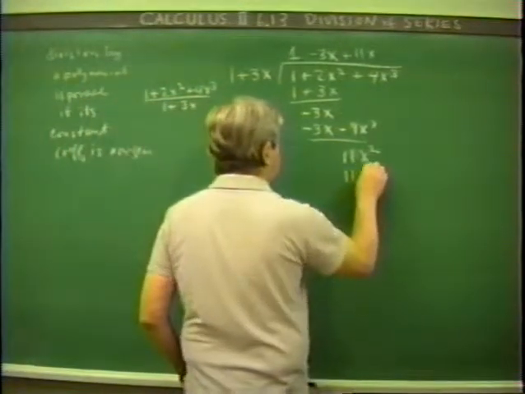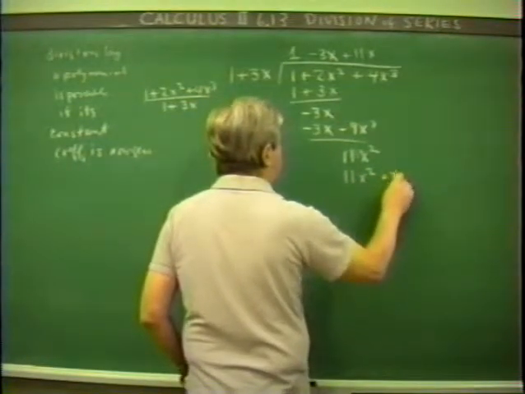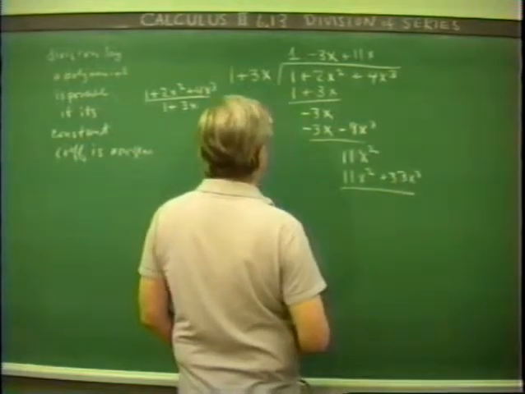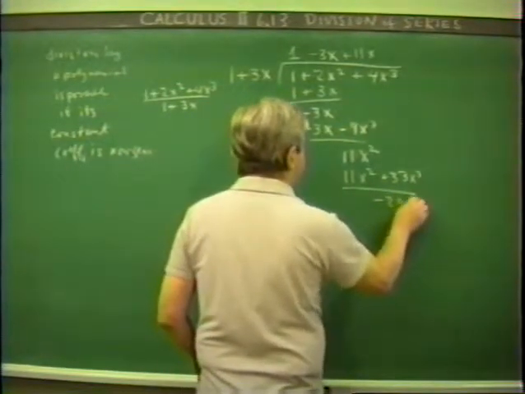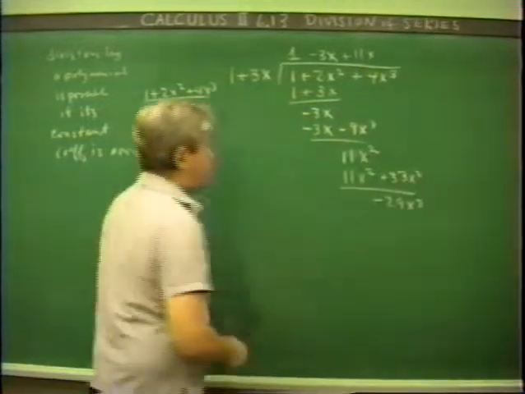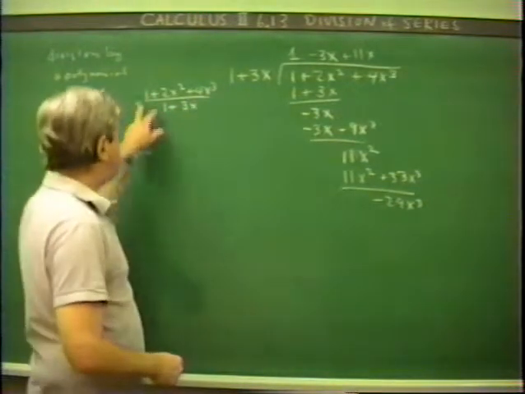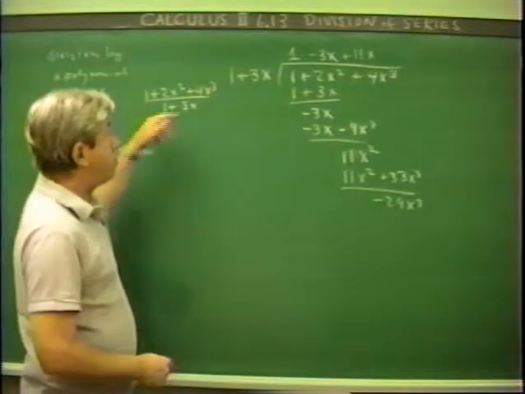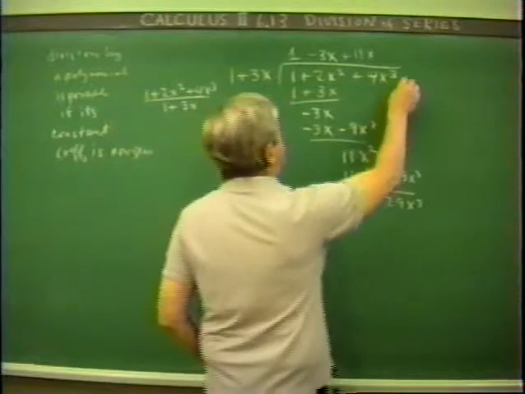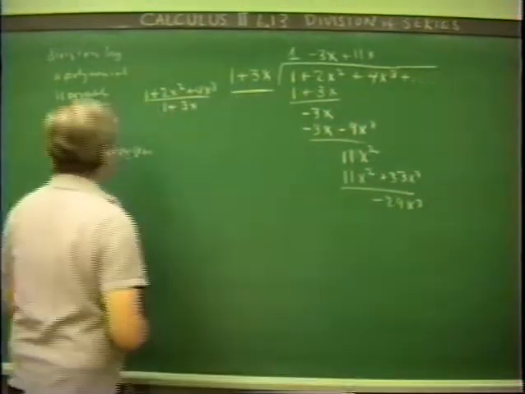Right? And now so we're going to get 11x. Right? And you get 11x squared and plus 33x cubed. And subtracting here, 33x cubed from 4x cubed is going to be minus 29x cubed. Right? And it's clear that we could continue doing this. And the division is going to give you a power series, and the power series will converge on a particular radius of convergence, which depends on what you're dividing into what.